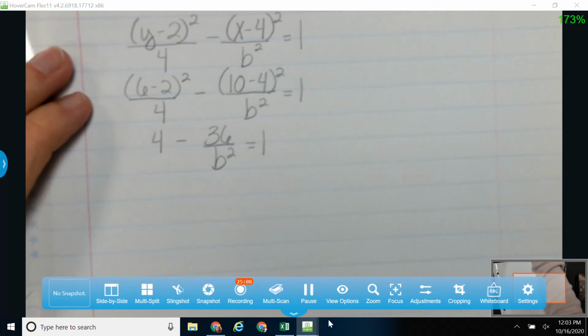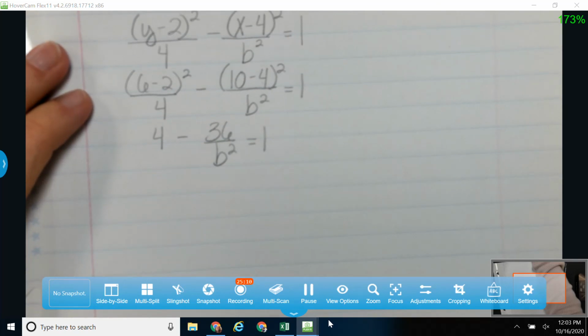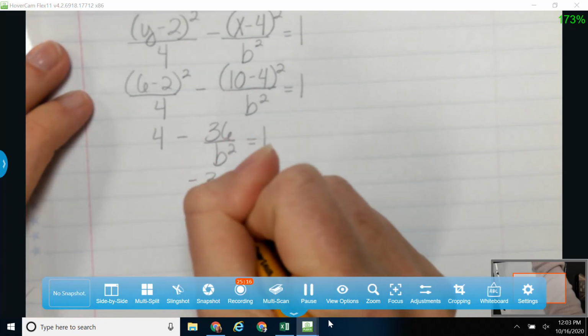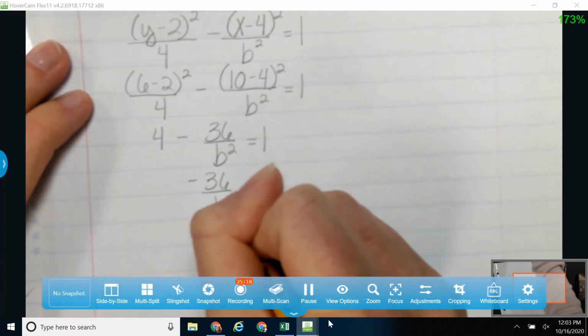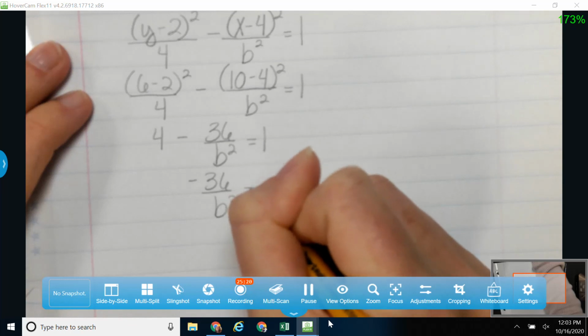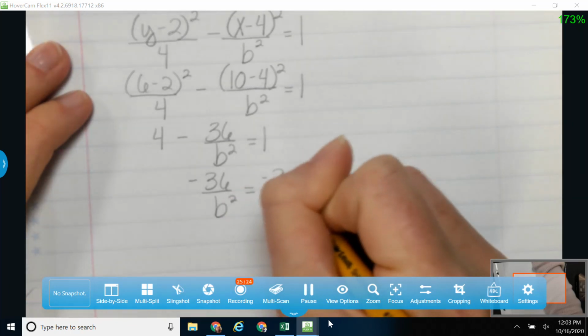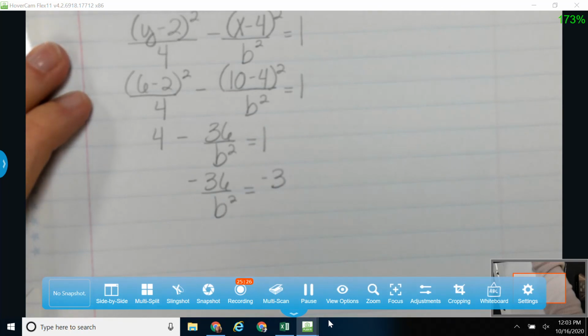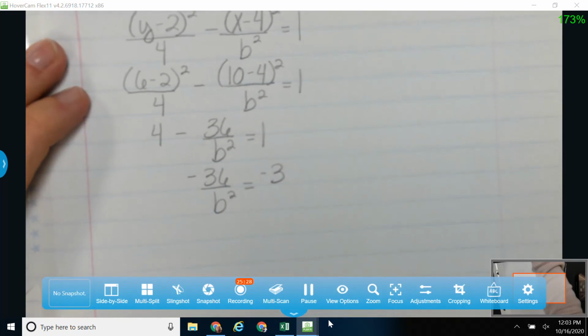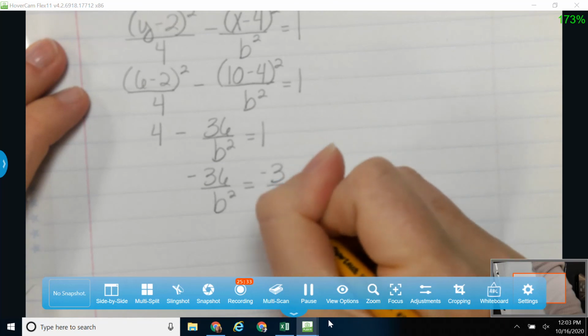Now watch this algebra. Be careful right here. I'm going to subtract my 4 over to the other side. When I do that, I'm still going to be left with 36 over b squared. And what's going to happen when I do 1 minus 4 over on the other side? Negative 3, that's right. So subtract over the 4. And I'm going to put that negative 3 over 1.